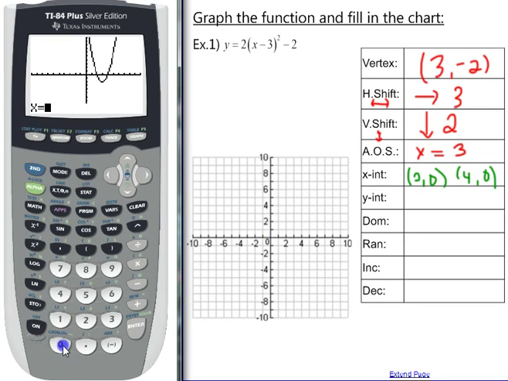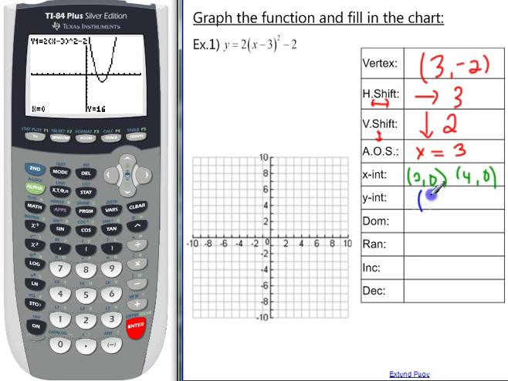So if you type in 0, you're telling the calculator to find the Y value when X is 0. So hit enter, and it tells you that Y is 16 when X is 0. And you can't see it on your graph, but it calculates it for you. So we can write in our Y-intercept of (0, 16).